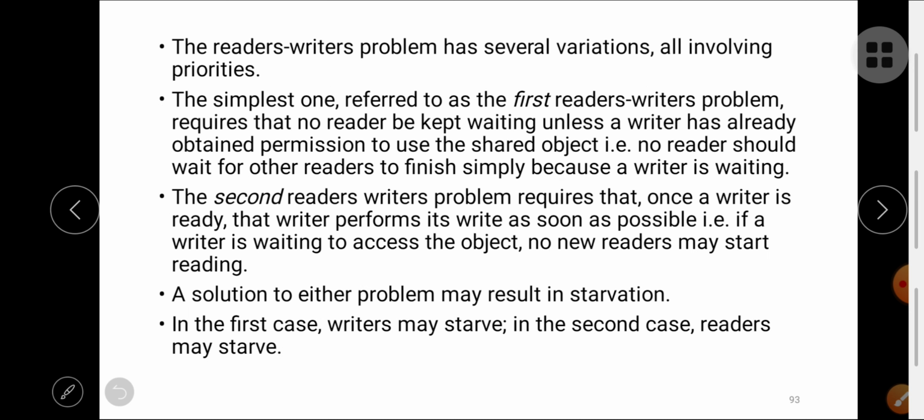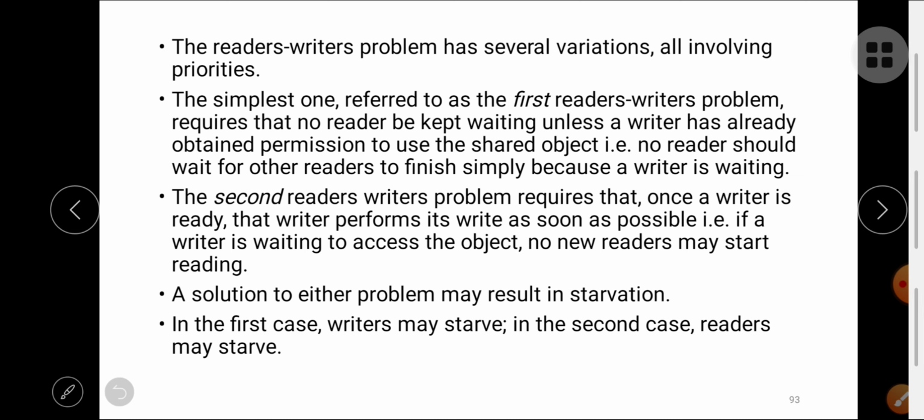The readers-writers problem has different forms or variations, and all these forms involve priorities. The simplest one, the first one, is called the first readers-writers problem. It requires that no reader be kept waiting unless a writer has already obtained permission to use the shared object. That is, no reader should wait for other readers to finish simply because a writer is waiting.